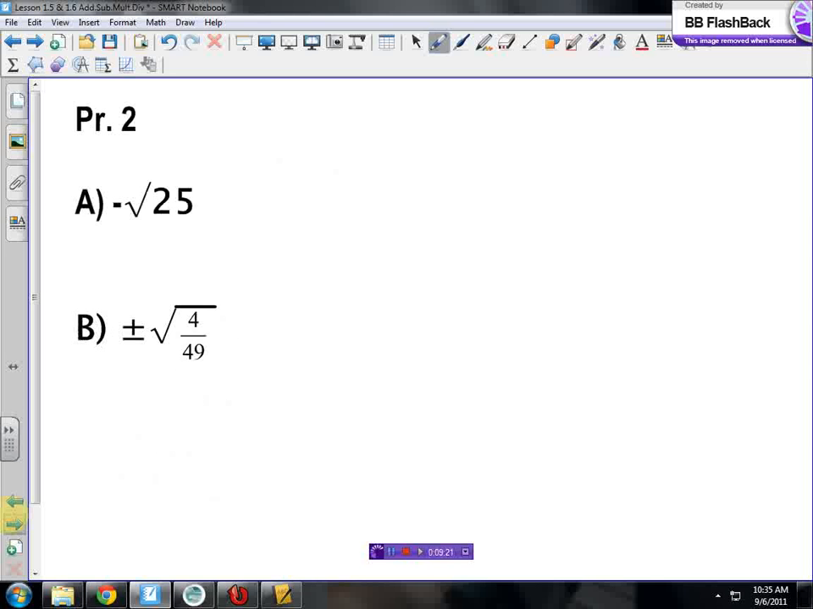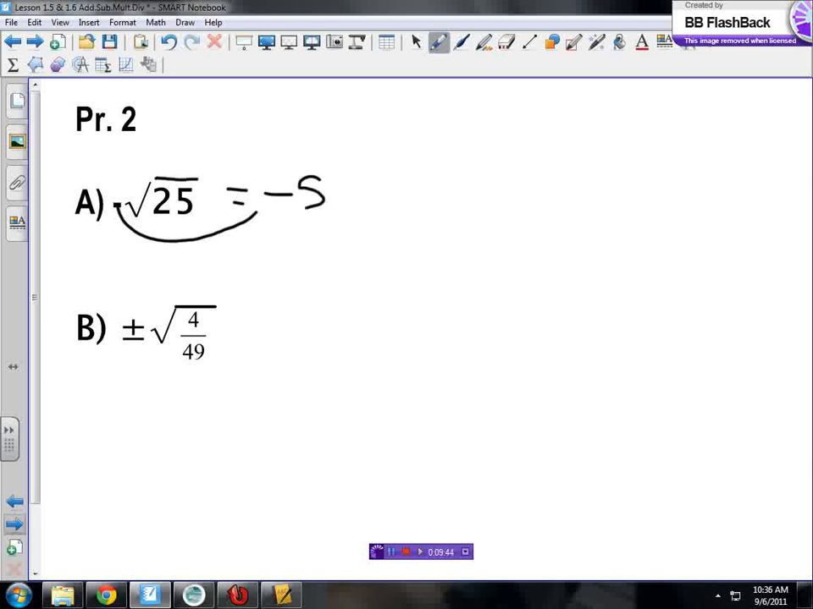Okay, now we're going to talk about square roots. Remember, square root is the opposite of a square, so it's working backwards. So what is this one here going to be? Well, the negative sign gets to come over there, so there's the negative sign. Square root of 25 is 5.